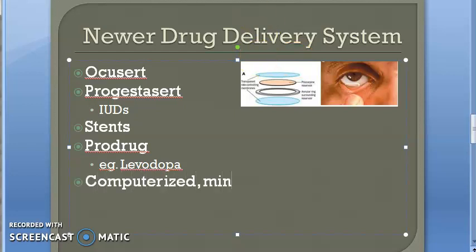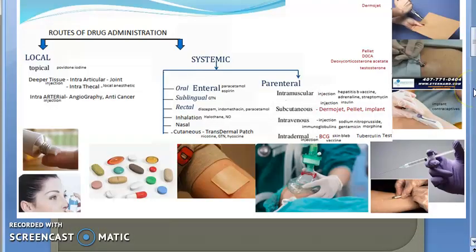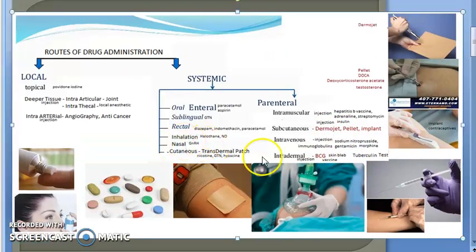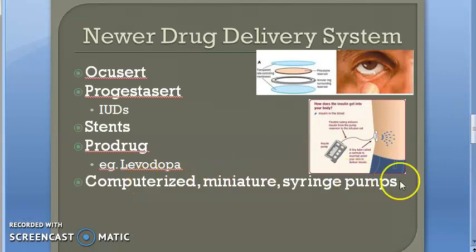Computerized miniature syringe pumps. Insulin can be given like this. Okay, insulin, nitroglycerin, GnRH, right? That is gonadotropin releasing hormone. Where else did you see this GnRH? It has a very weird kind of route of drug delivery: nasal spray, guys, GnRH, interesting. So GnRH can also be given by these computerized miniature syringe pumps, okay.